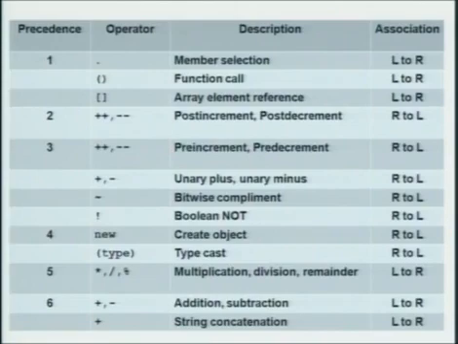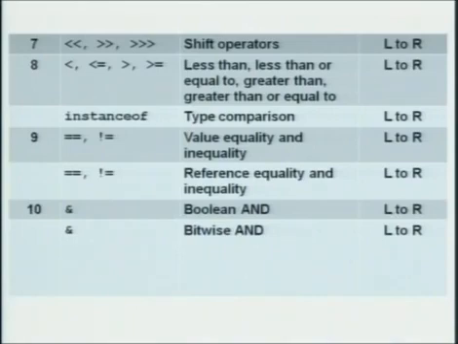Fourth precedence is given to the new operator, then typecasting operators. Then fifth is given to multiplication and division operations. Sixth is given to addition and subtraction operations. Basically, in the mathematical rule also, higher precedence is given to multiplication and division operations, and then addition and subtraction have the next precedence. Seventh one is given to the shift operators. All shift operators, left shift and right shift, have the seventh precedence.